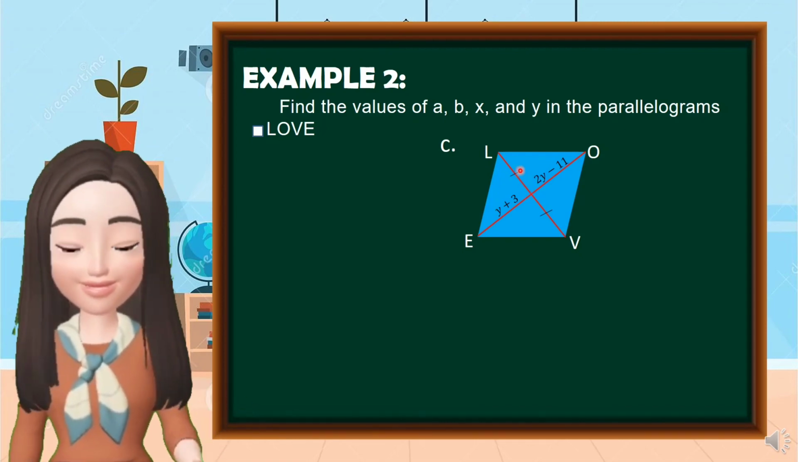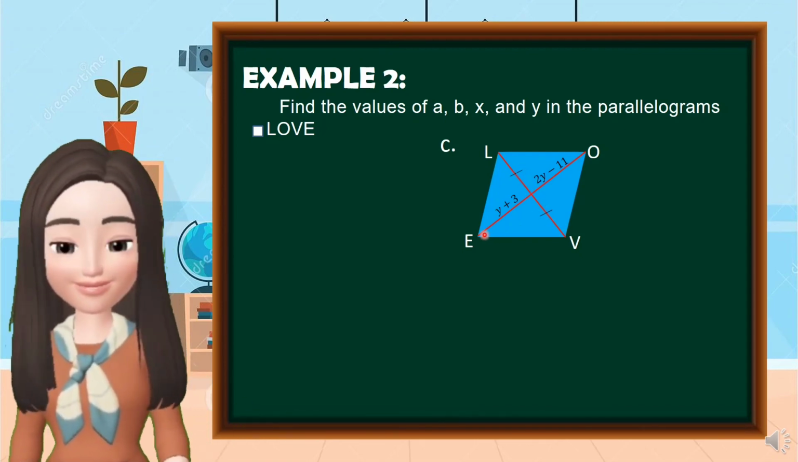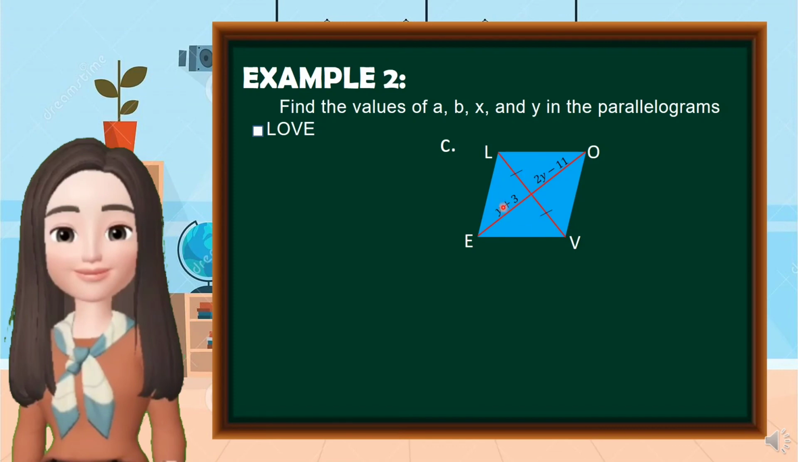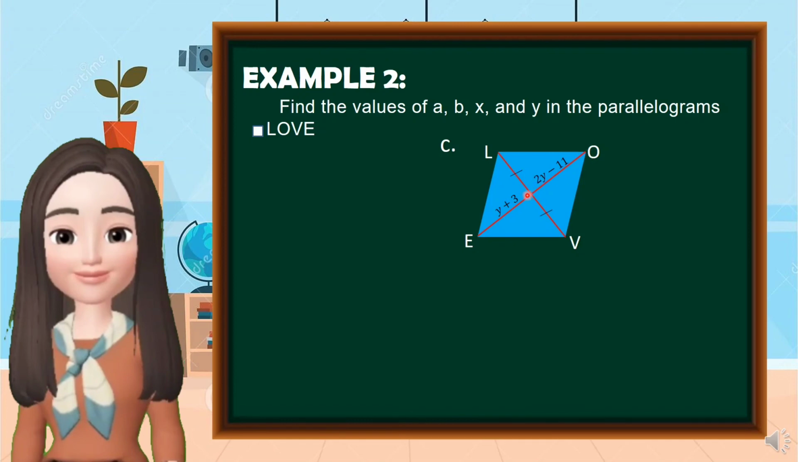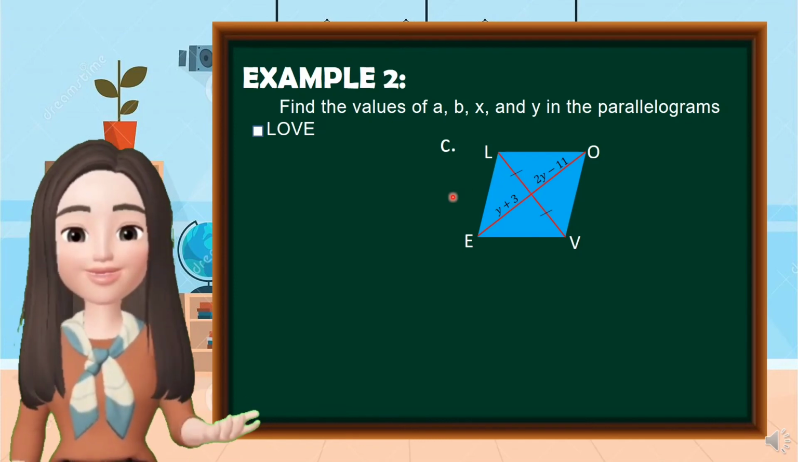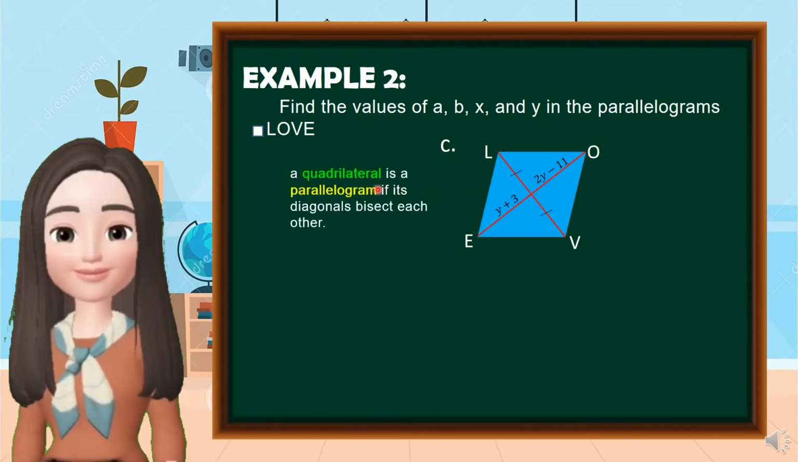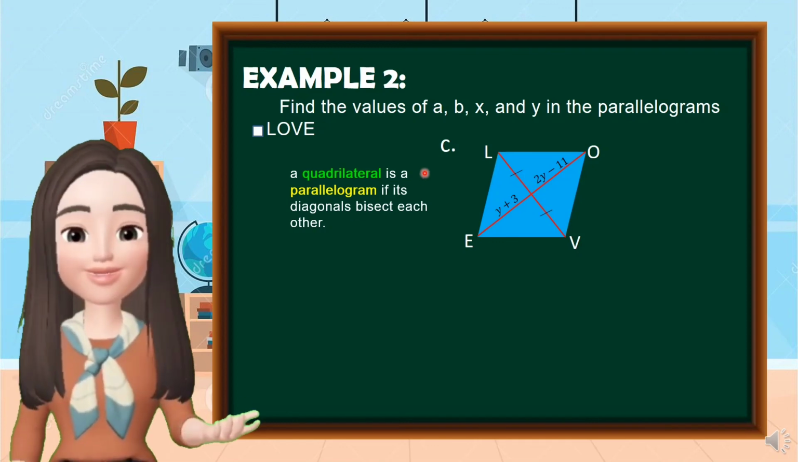So, congruent sila. Can we say that E to the point of intersection as well as side O hanggang doon sa point of intersection are congruent? Alright, correct. So, congruent po sila kasi a quadrilateral is a parallelogram if its diagonals bisect each other. Hindi lang isa ang binisect, kundi isa't isa. If ito ay L hanggang doon sa point of intersection ay congruent dito, ganun din po yung another diagonal. Ito po ay congruent dito.